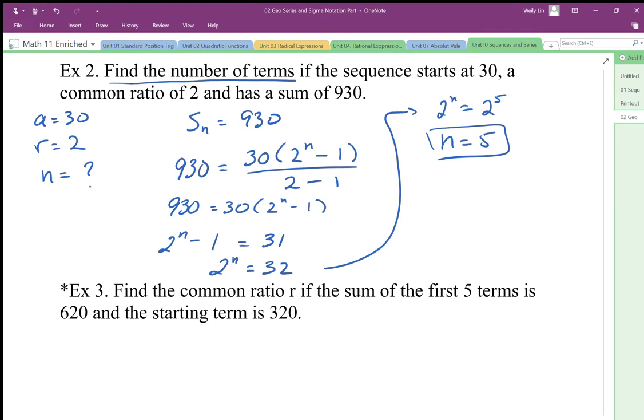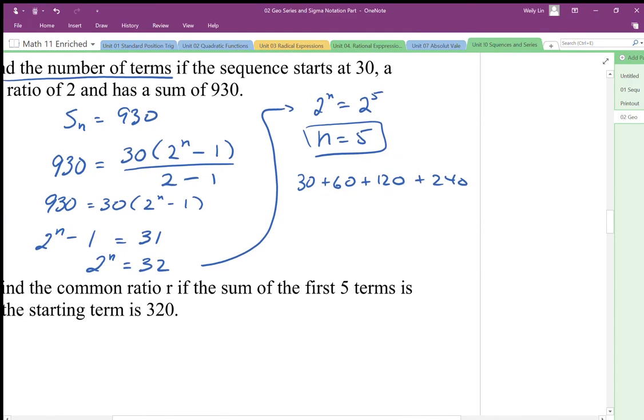And we can check this, and we can just say that 30 plus 60 plus 120 plus 240 plus 480, we can just sum that up, and sure enough, that equals 930.